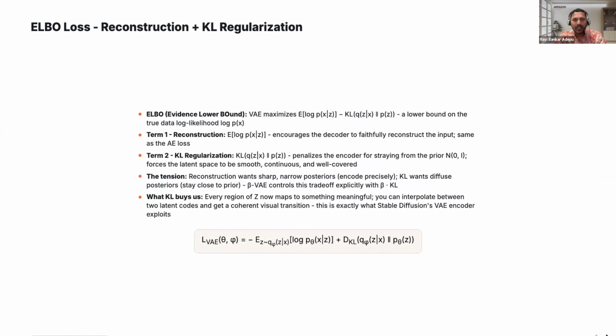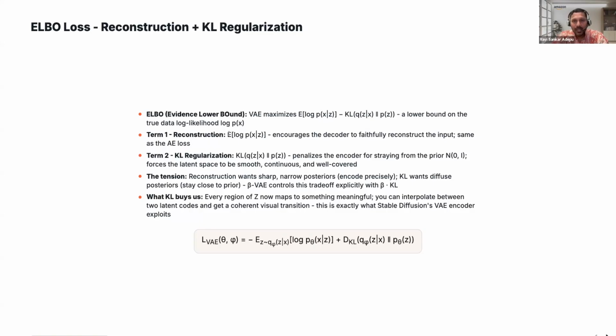Now let's look at the ELBO loss. We said that the VAE encodes each input as a distribution and wants a smooth latent space. The actual question is what loss makes that happen, and the answer is this ELBO, the evidence lower bound. It has two terms: the first is the reconstruction loss, and the second is the KL regularization loss.